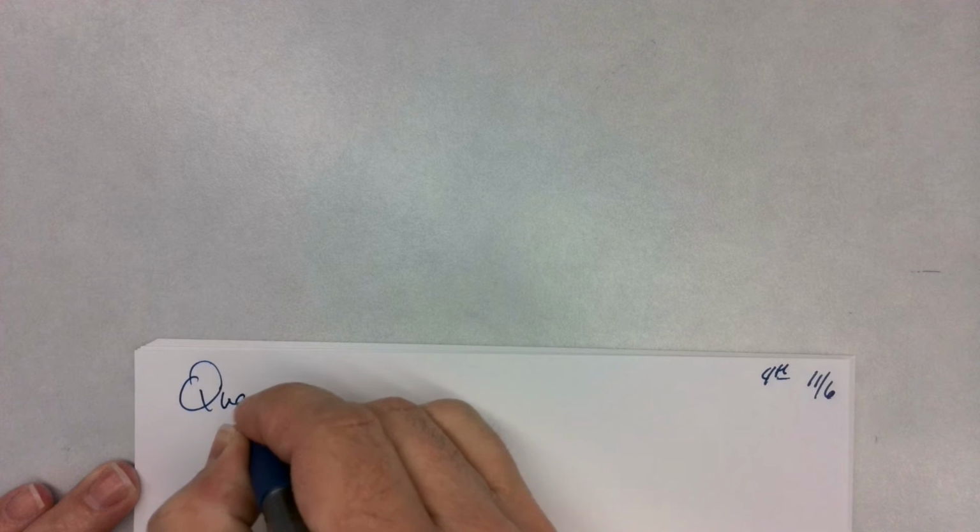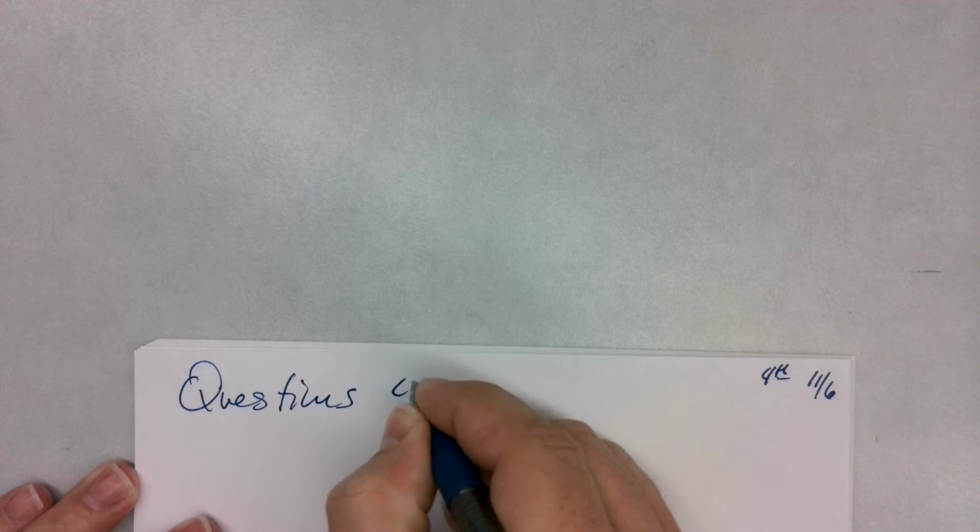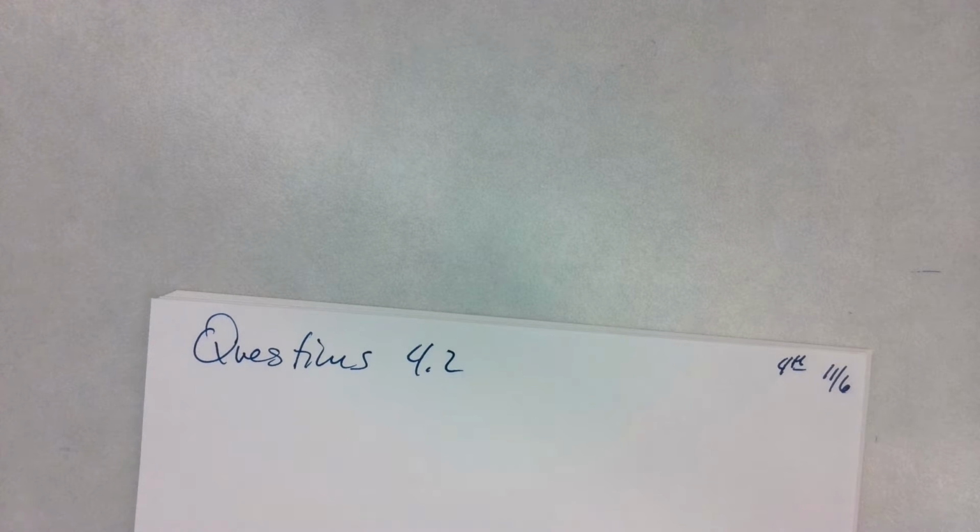I did have a whole bunch of people that got 8s on their pre-score for number 1. I still have a few people that haven't turned it in. I'm not sure what that's about. But, all right, so it is 11:06 today. This is 4th period, and this is going to be questions 4.2, right? Okay. So, anybody have any questions on section 4.2? A little bit of quadratic formula.